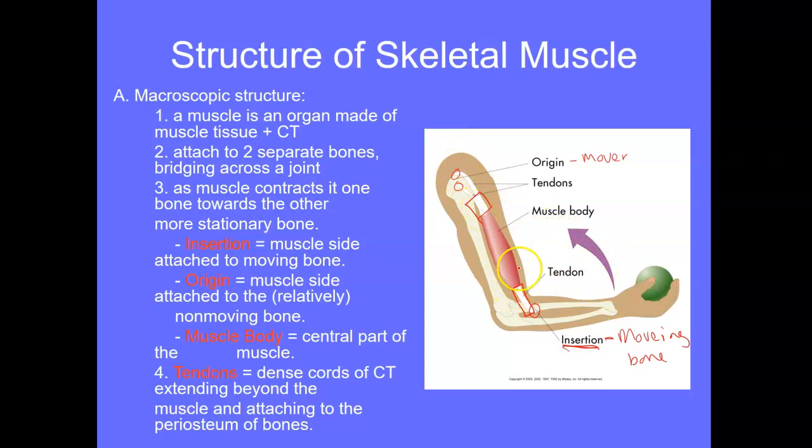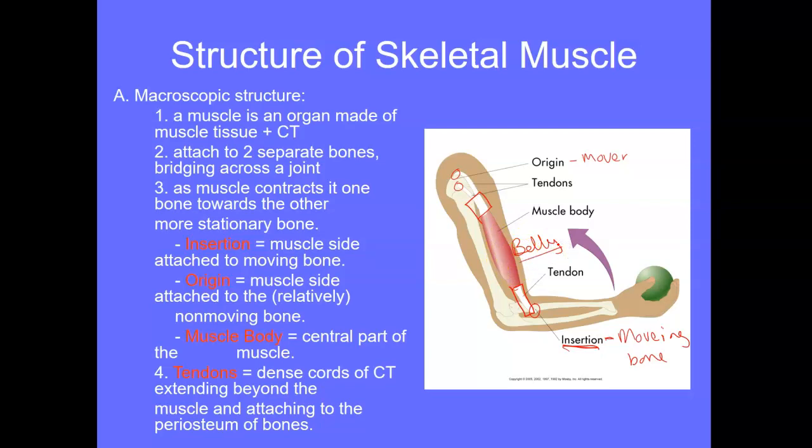And I'm sure you know what this muscle is. It's the bicep, right? Again, the insertion muscle side is attached to the moving bone. The origin is the non-moving bone, or the mover. The muscle body itself is the central part of the muscle. When you see the roundish, biggest bump in the muscle, that can be called the muscle belly as well.